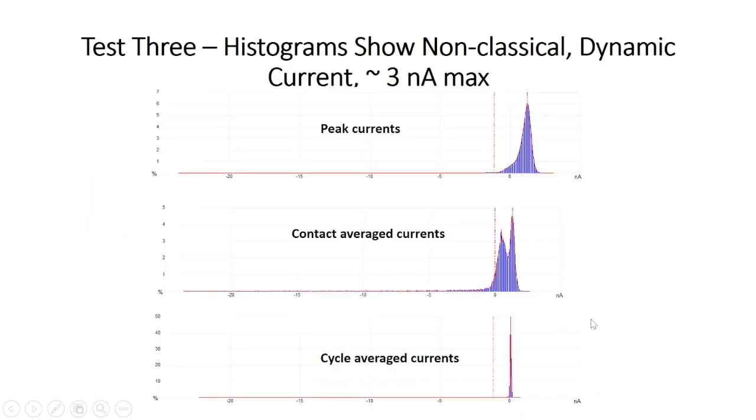These histograms also help to visualize the current data from the third test. You can see that the distribution of the positive currents, and there are a large number of them, changes over the peak current measurements and the contact average current measurement period, which is non-classical behavior. You would expect this shape to be the same with classical behavior.